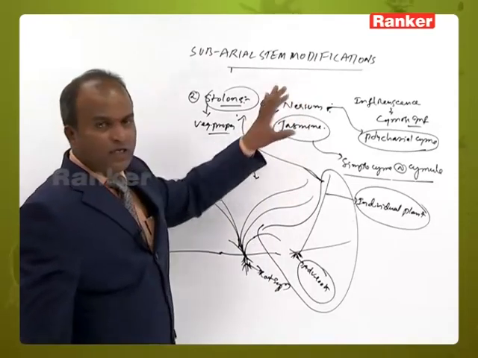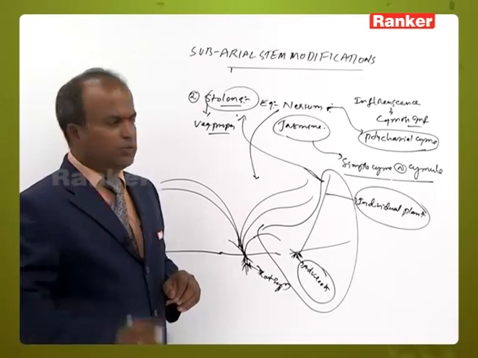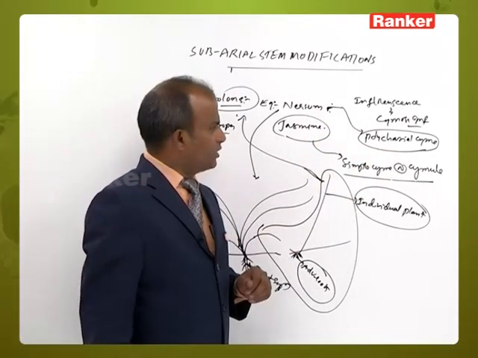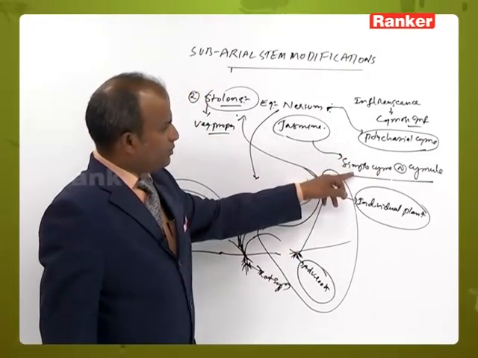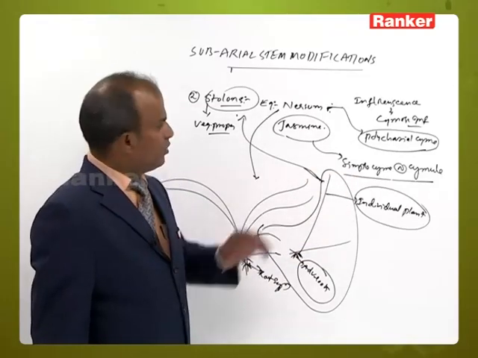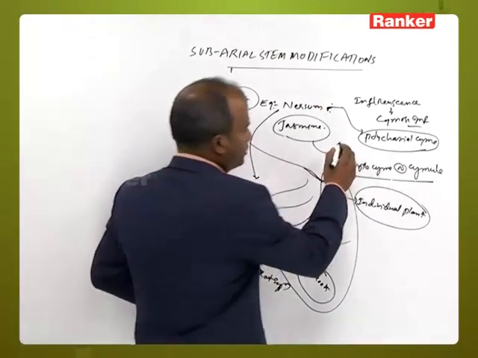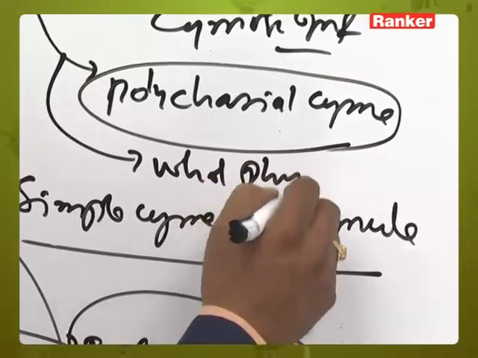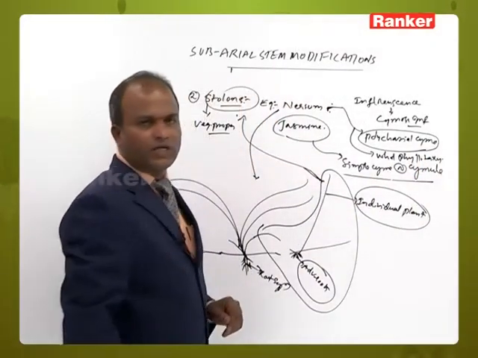Do nerium and jasmine show cymose inflorescence? Yes, they show cymose inflorescence. Nerium shows a polychasial cyme, and jasmine shows a simple cyme or cymule. And one more thing about nerium: it shows whorled phyllotaxy. In nerium, which type of phyllotaxy is shown?